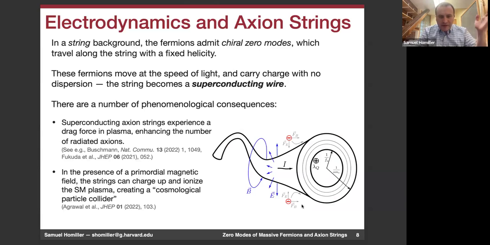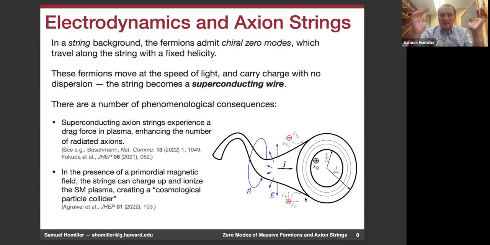The other thing that can happen, just as an example, is that in the presence of some primordial magnetic field, if one of these strings is moving through this primordial magnetic field, because it has these zero modes, it can start charging up the strings. And now you essentially just have standard model like fermions that are moving along the string at extremely high speeds. It can cross through other plasma of standard model particles and create essentially collider signatures from these strings moving through the early universe.